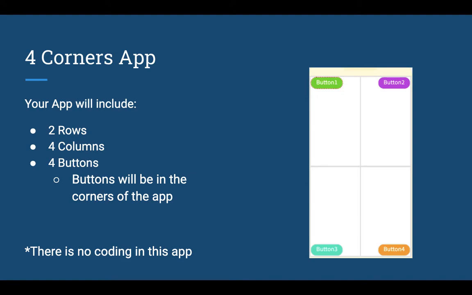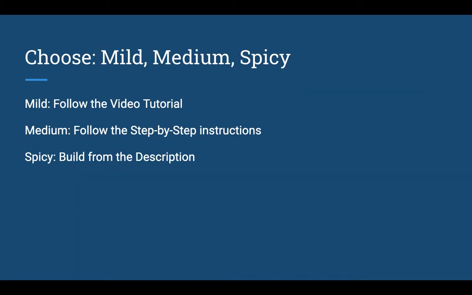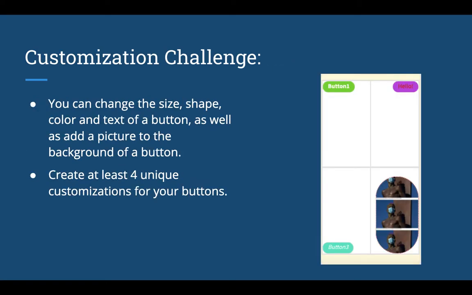So this app, very specifically, has no coding. It's really just focused on learning the user interface, using rows, columns, and buttons. In the Four Corners app, the goal is to be able to get the buttons into the corners of the app. This should be a pretty quick app. You can choose to do it through mild, medium, spicy. You can do a video tutorial of the steps. It's meant to be an easy app. I just want you to get more comfortable with using the user interface tools.